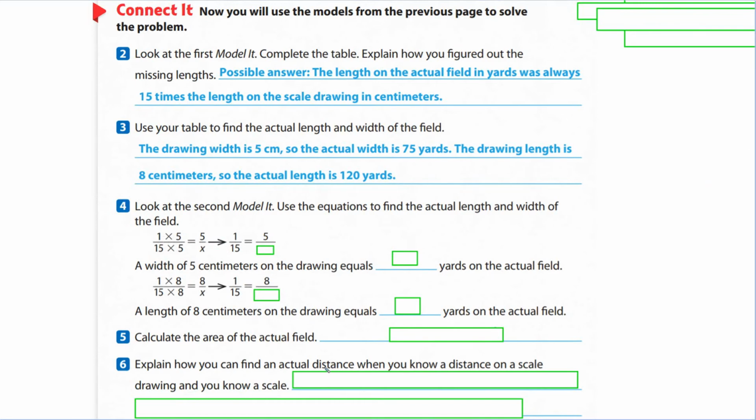It's cross multiply, or in this case, you would do 1 times 5 is 5. 15 times 5 will give you 75. And then they wrote it in a complete sentence, as you should. A width of 5 centimeters on the drawing equals 75 yards on the actual field. And again, they did the same thing here. 1 times 8, 15 times 8, 120. A length of 8 centimeters on the drawing equals 120 yards on the actual field. So you can see that both of these answers are the same. Okay, they just used proportions for number 4.